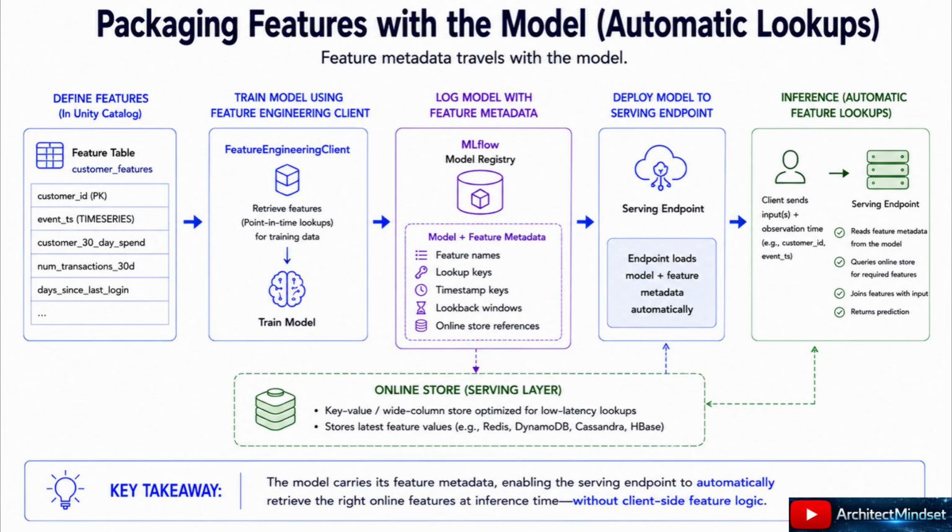When you deploy this model, the client application only needs to send the raw entity IDs, like a customer ID. The serving endpoint automatically intercepts the request, queries the online store to retrieve the remaining 50 features, joins them internally, and executes inference. You completely remove the feature engineering logic from client applications, permanently eliminating the training-serving skew.